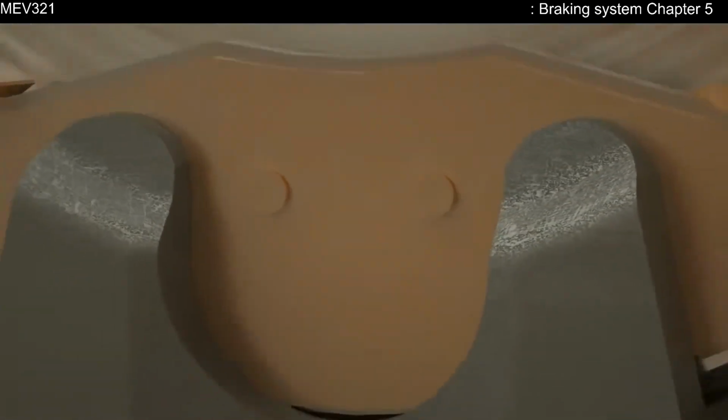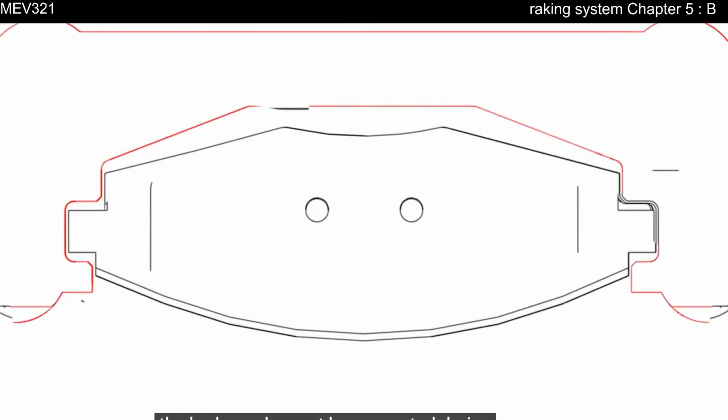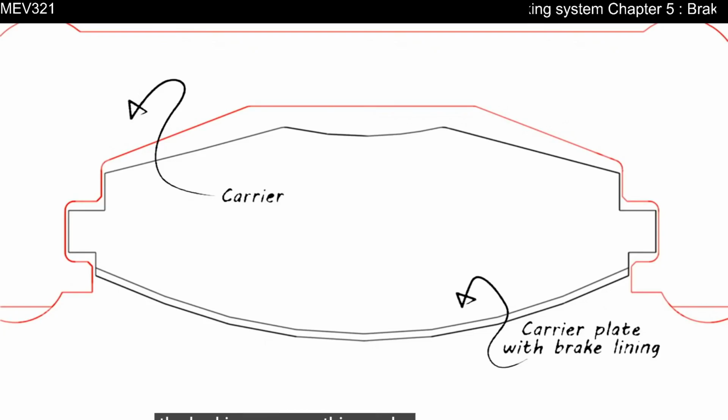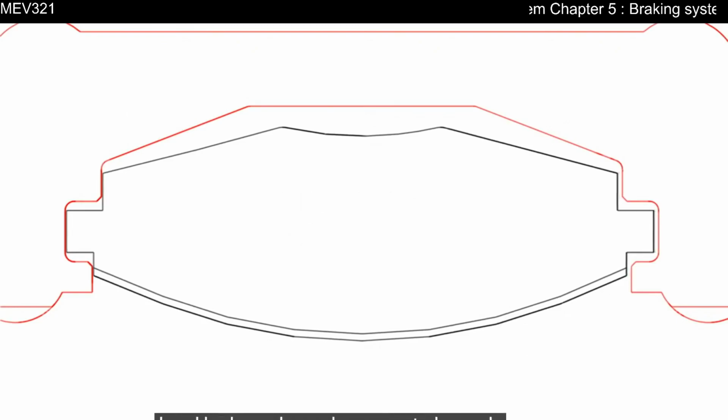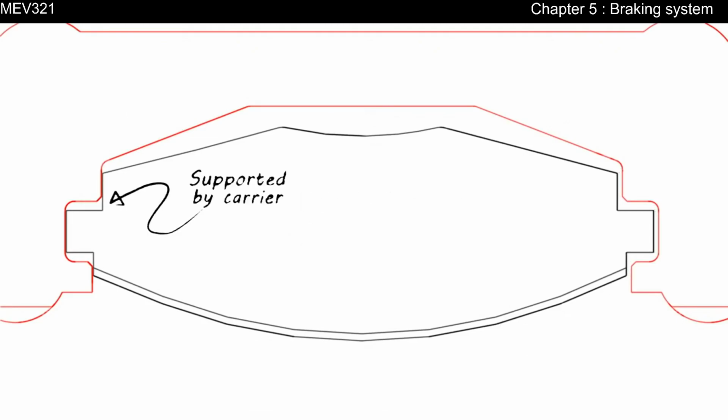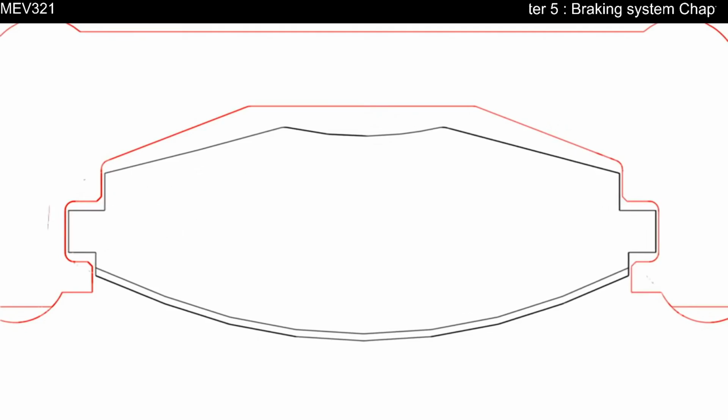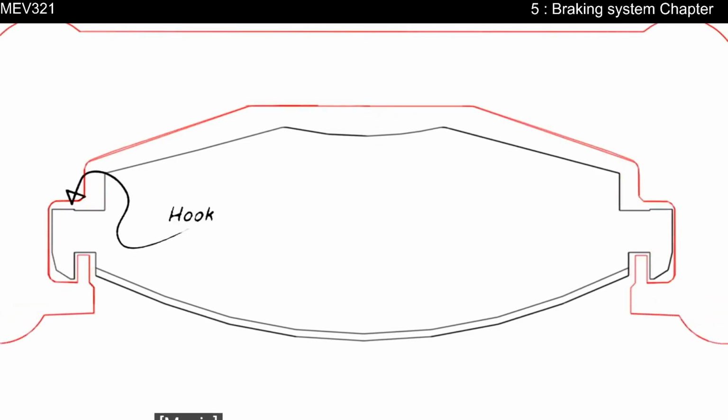The brake pads must be supported during the braking process. This can be accomplished in several ways. On the one hand, brake pads can be supported on only one side. On the other hand, brake pads can be supported on both sides.